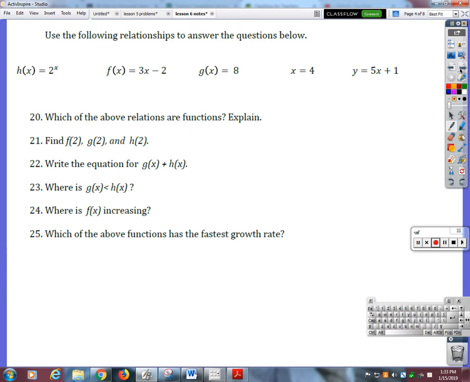Okay, so the first question was using graphs. The next one was using tables. Now we're using functions, yeah, equations. All right. So number 20 says which of the above relations are functions?